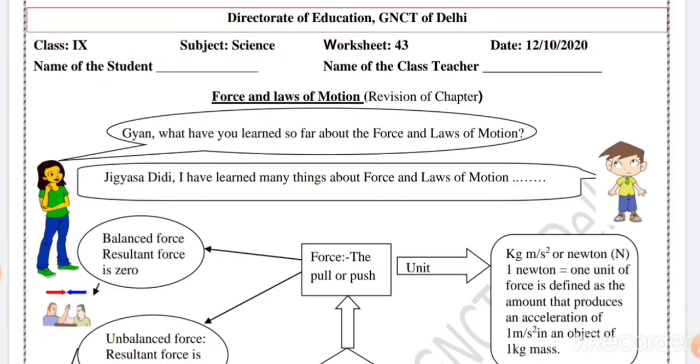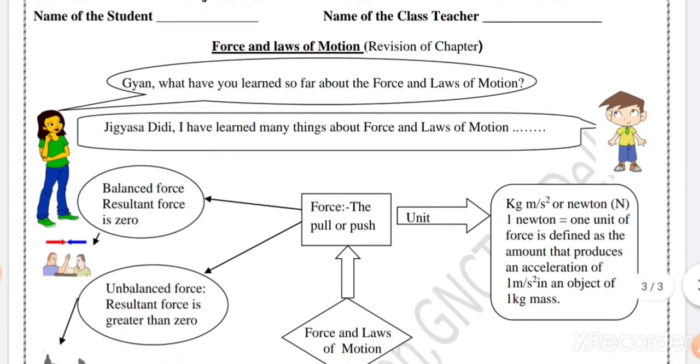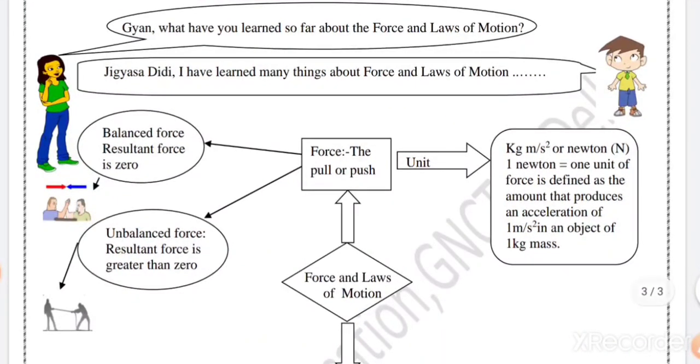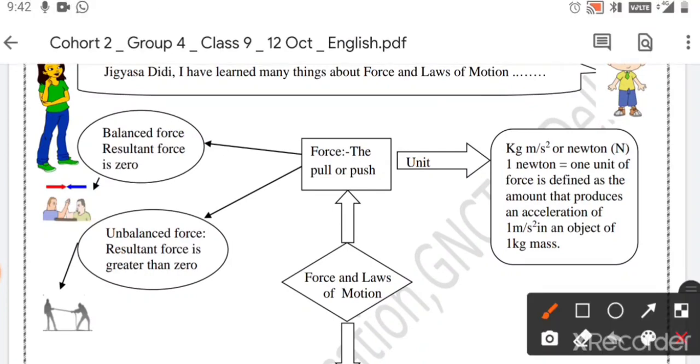Jigyasa Didi has asked, Gyan, what have you learned so far about the force and laws of motion? So Gyan has summarized this chapter in this worksheet. So let's start. Jigyasa Didi, I have learned many things about force and laws of motion. So what is force? The pull or push is called the force. And what is the unit of force? The unit of force is kilogram meter per second square, or we can say Newton.